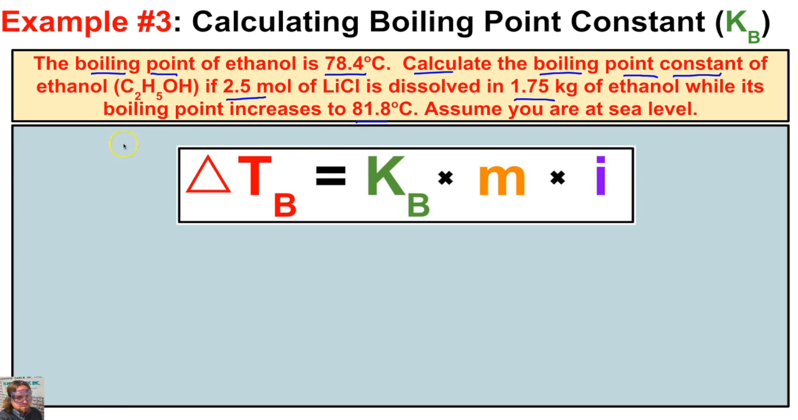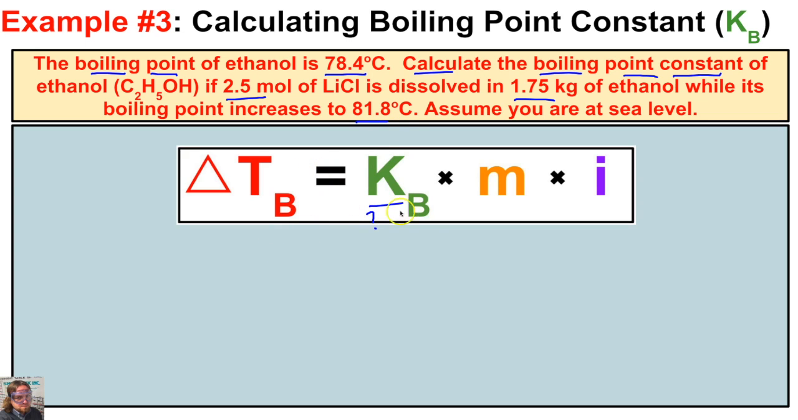So there's a lot going on here. First of all, it tells us that the boiling point of ethanol is 78.4 degrees. We're going to dissolve some lithium chloride in it. And so if we dissolve lithium chloride in ethanol, it's going to increase its boiling point. And it looks like it's increased the boiling point to 81.8. And what we're asked to figure out is the boiling point constant of this ethanol.